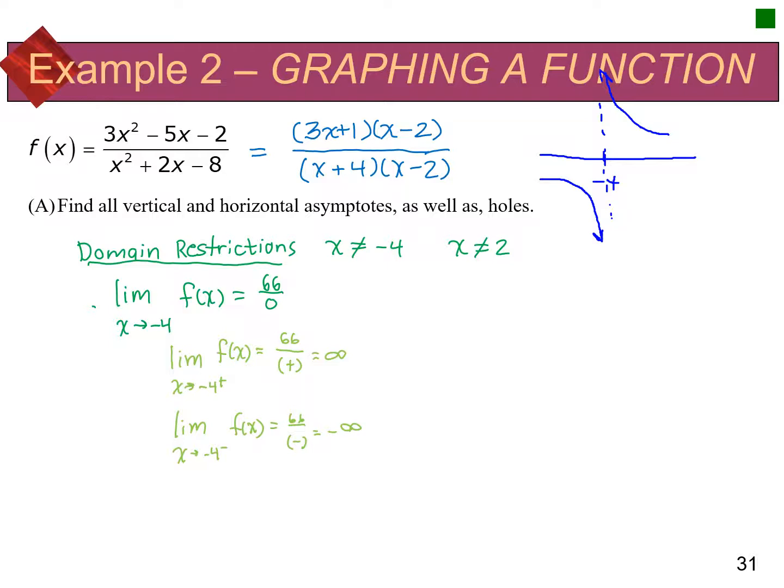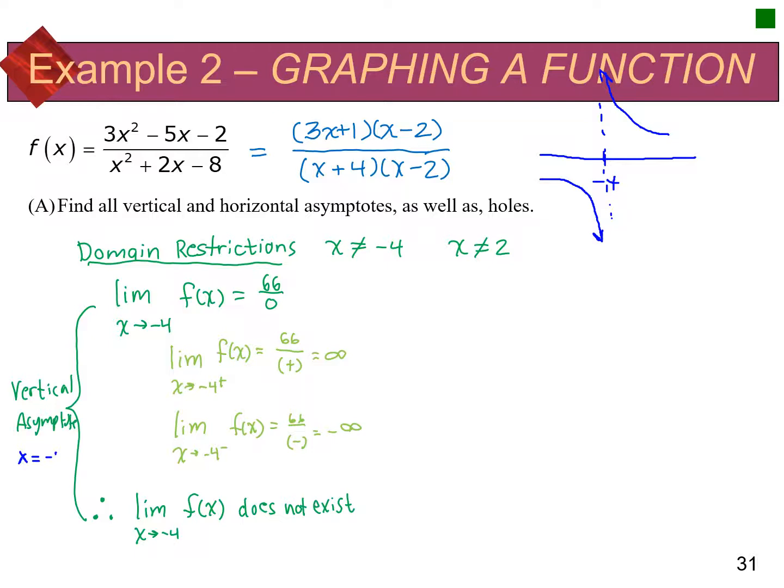So I know the limit doesn't exist, but all of this information does tell me I have a vertical asymptote, and that's at x equals -4. I also test x approaching the other domain restriction. But here I get a 0 over 0, which means I have more work to do.